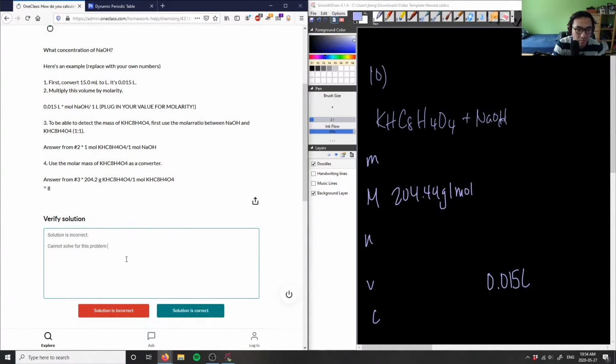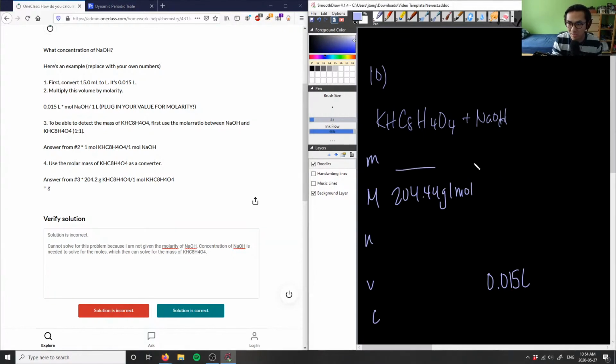Cannot solve for this problem because I am not given the molarity of NaOH. The concentration of NaOH is needed to solve for the moles, which then can solve for the mass of KHC8H4O4. So this solution is incorrect, because again, I need some type of relationship between mass and molar mass to find moles, or concentration and volume to find moles, and I'm not given the mass of either of them or the concentration of either of them as well. So this is not a solvable question.